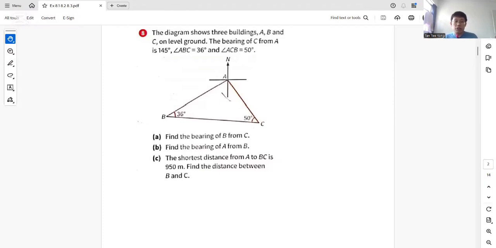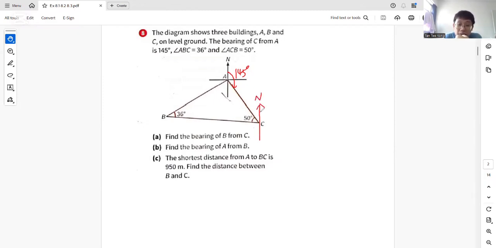Let's go through question 8 together. The diagram shows 3 buildings, A, B, and C on level ground. The bearing of C from A is 145. Let's annotate. So this is 145 degrees. Angle ABC is 36, written here, and angle ACB is 50 degrees, also written here. They ask us to find the bearing of B from C. So we have to draw a compass here, north. Try to make sure it's parallel.